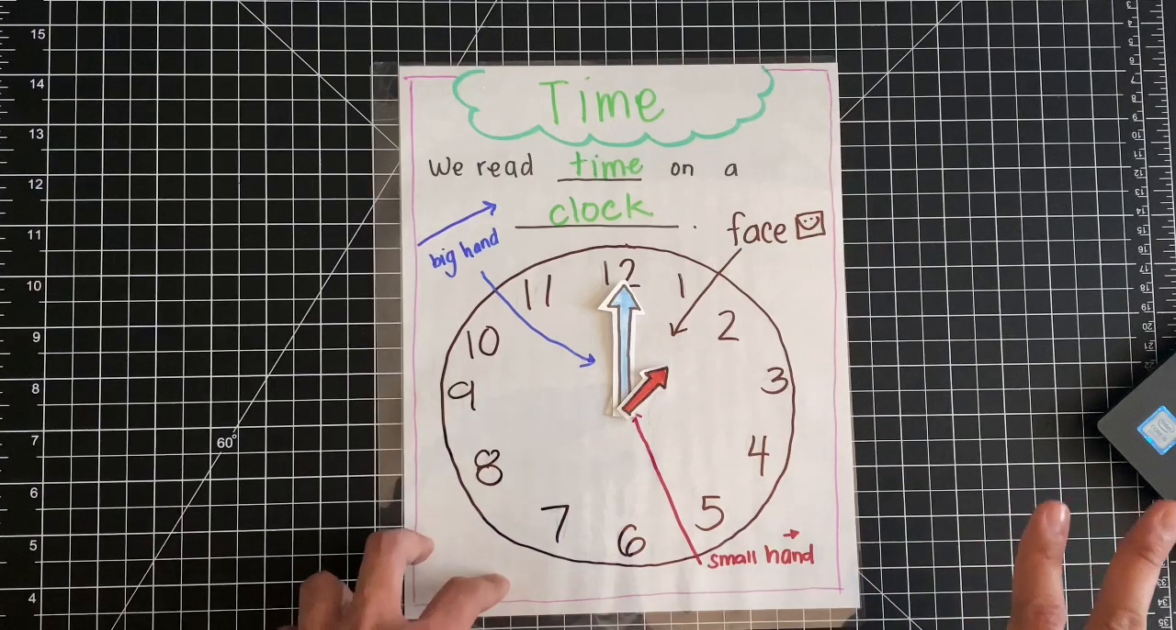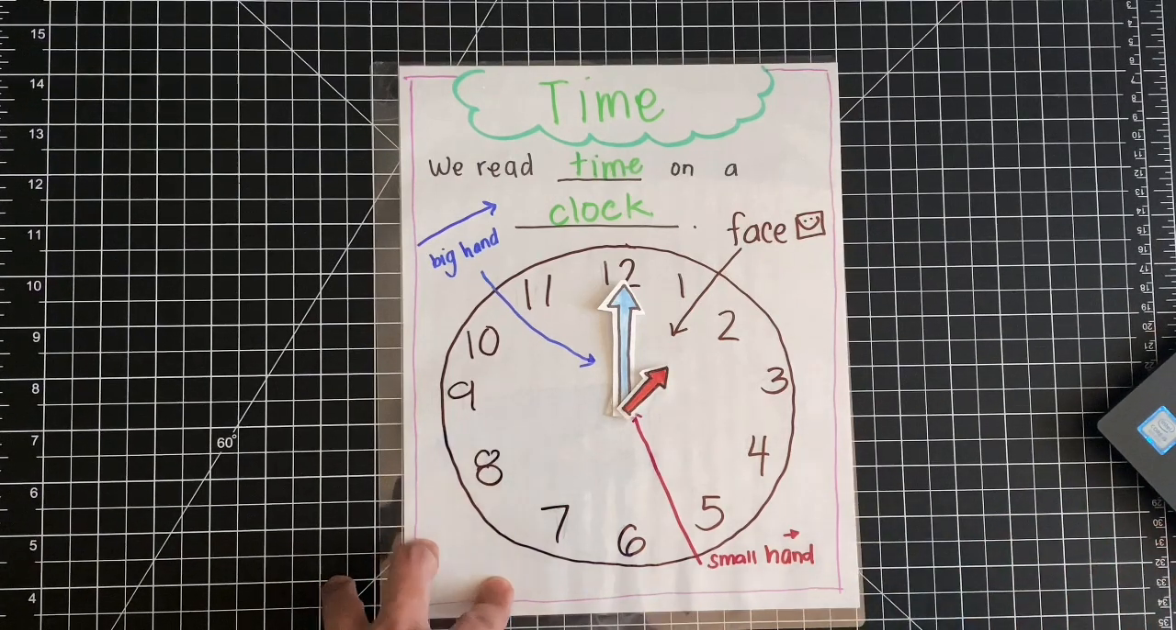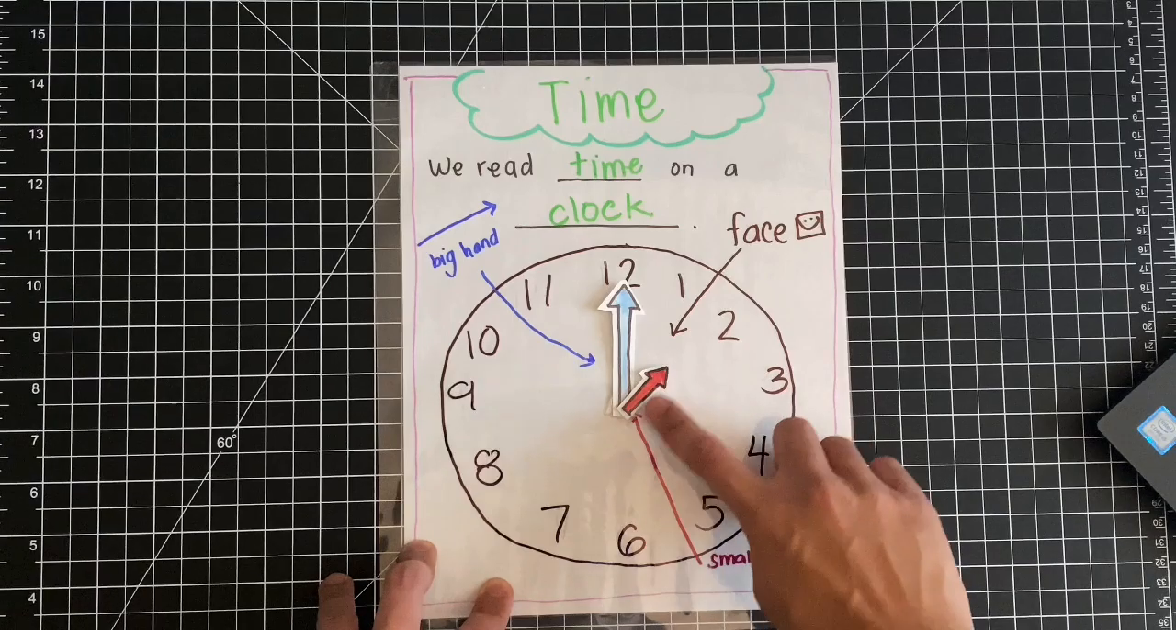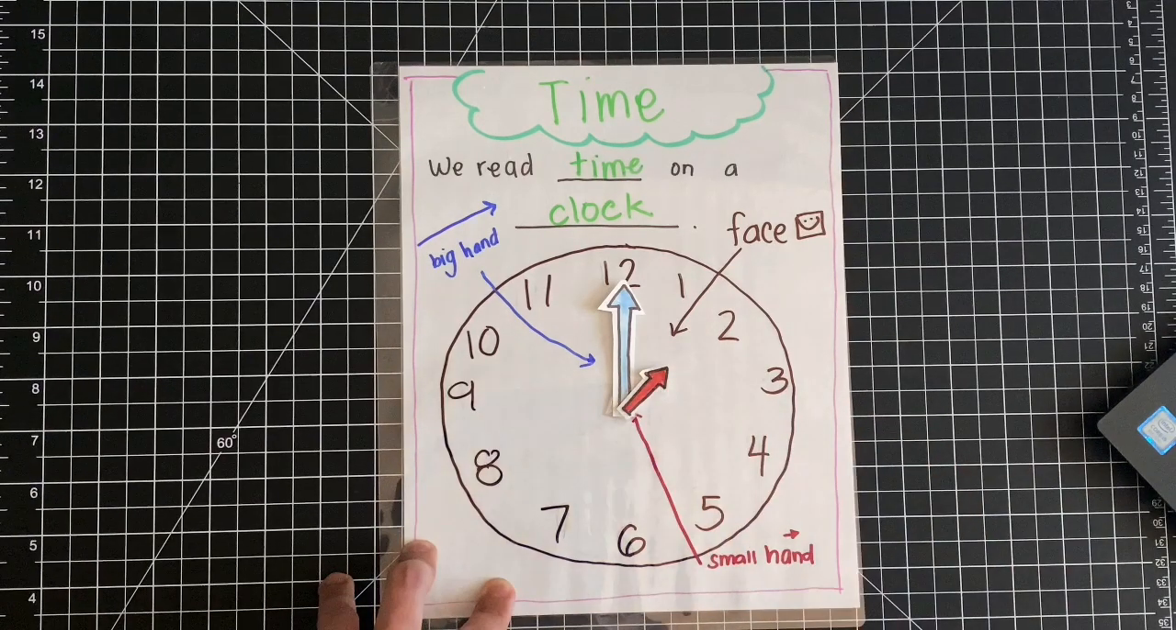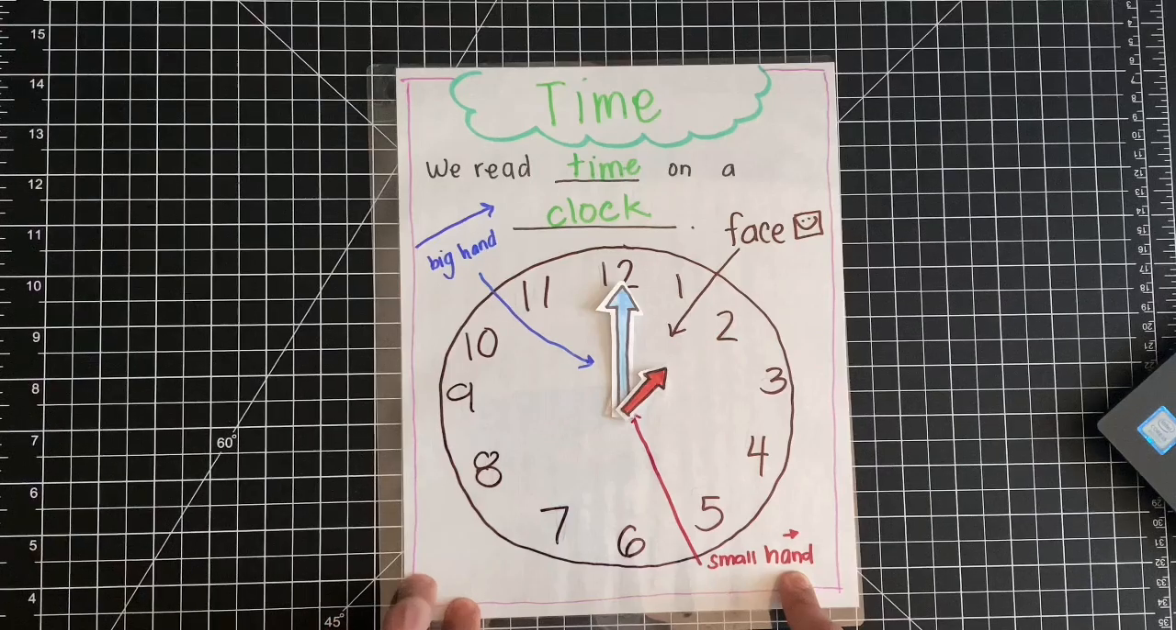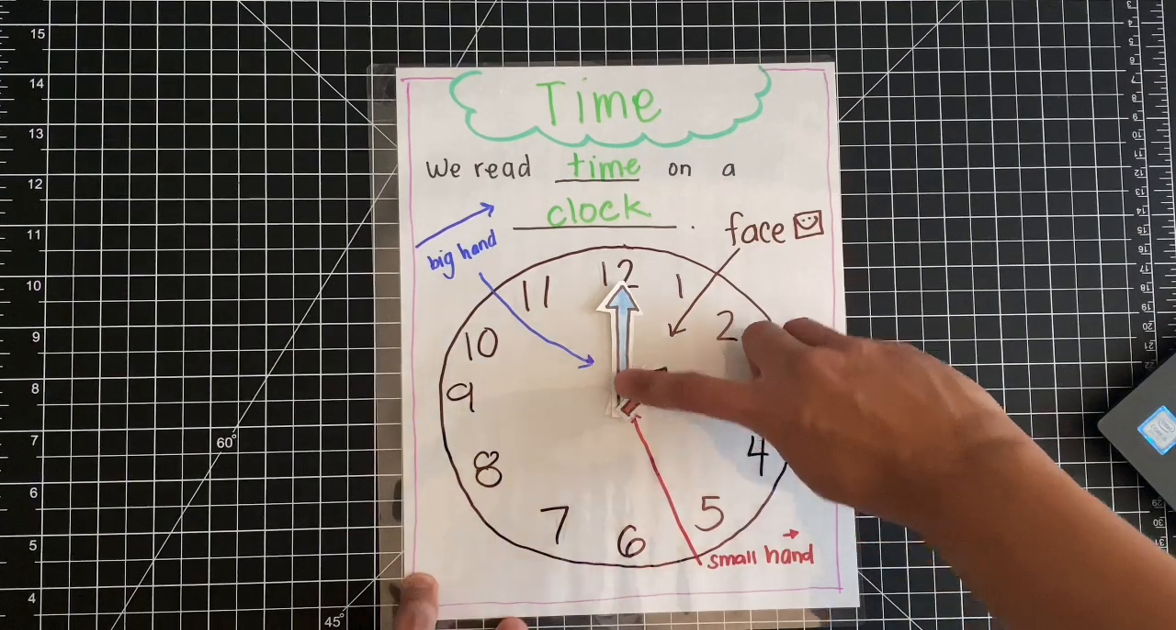The second important part of an analog clock is this arrow right here, this short arrow. What do we call this short arrow? We call it the small hand. And the small hand tells us the hour.